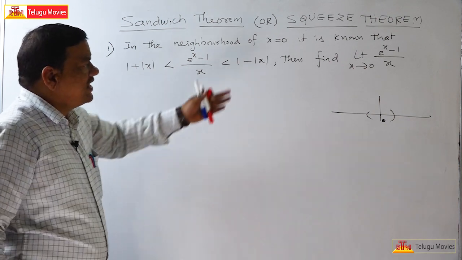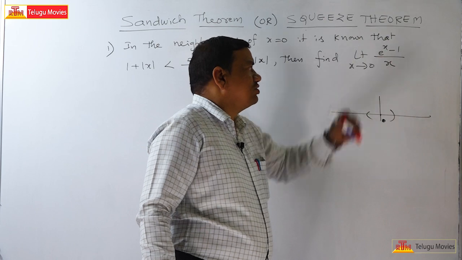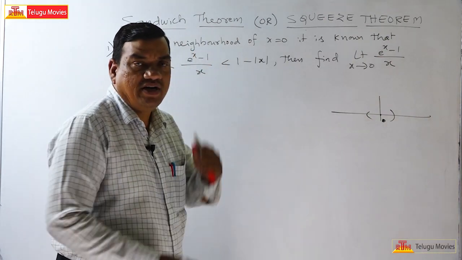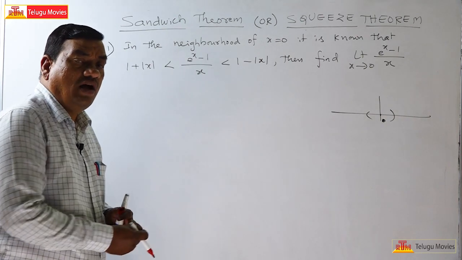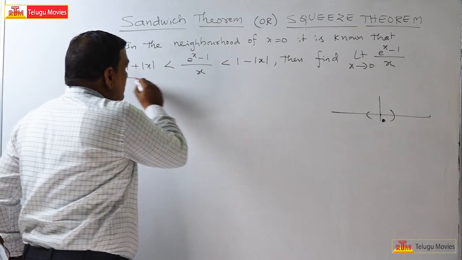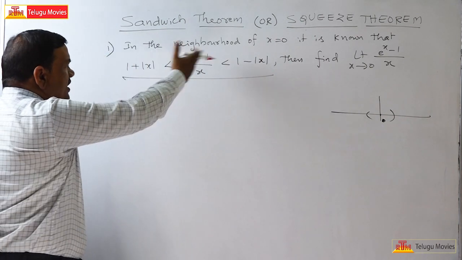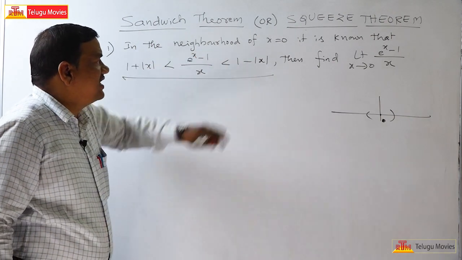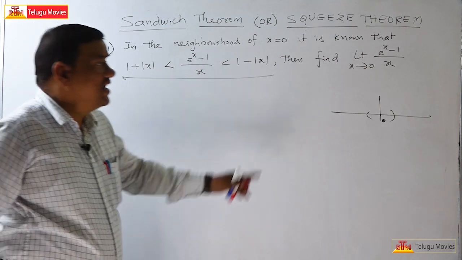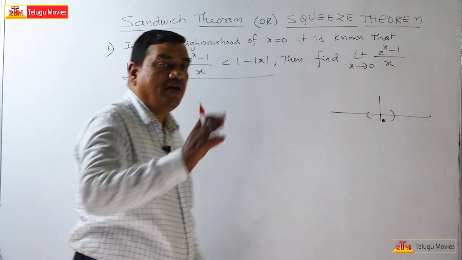Actually speaking, you can do this problem directly, limit as x tends to 0 of (e power x minus 1) by x, by taking the L'Hospital rule. You can do that, but according to the given data, let us prove it. Here there are three functions, f of x less than g of x less than h of x. So let us apply the limit as x tends to 0 on either side.